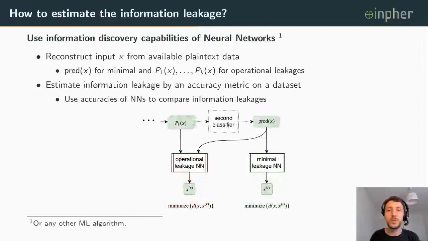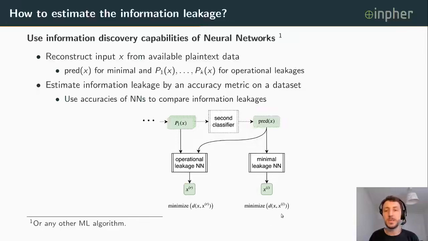In order to study the information leakage of these use cases, we use the information discovery capabilities of neural networks. That is to say, we will use a neural network in order to estimate the information leakage. The goal of the neural network will be to reconstruct an input X from the available plaintext data. In the case of minimal leakage, we will use only the prediction of X as input to the neural network. And for the operational leakage, we'll use the evaluation of polynomials P1 to PK over X as input. The goal will be to reconstruct the input X from this data. We'll estimate the information leakage by an accuracy metric on the dataset. These accuracy metrics will be used to compare the information leakage of different classification use cases.